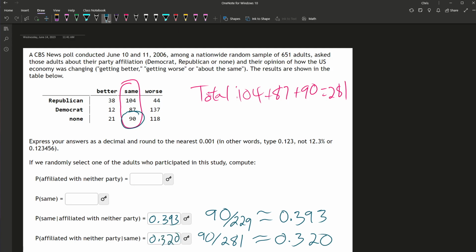I just wanted to go through an example of this problem. I know this is a type of problem that a lot of people have had trouble with in the past.